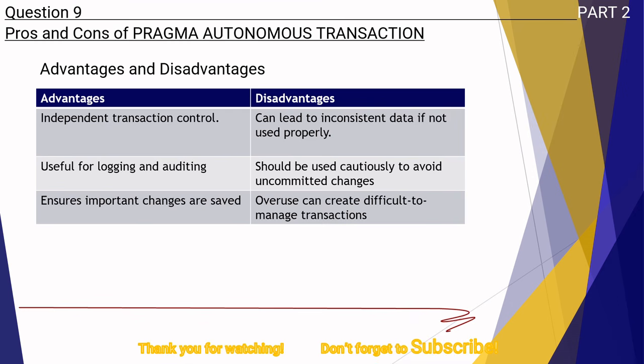Let us summarize the advantages and disadvantages of using Pragma autonomous transaction. Advantages: independent control of transactions, useful for logging and audit purposes, and ensures important changes are saved even if the main transaction fails. Disadvantages: if not used properly, it can lead to inconsistent data. Overuse can make transactions difficult to manage and lead to problems.